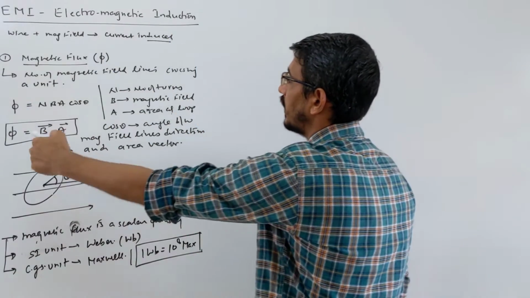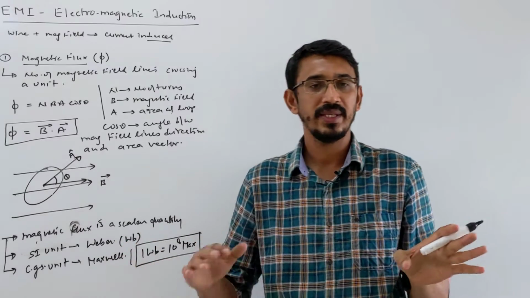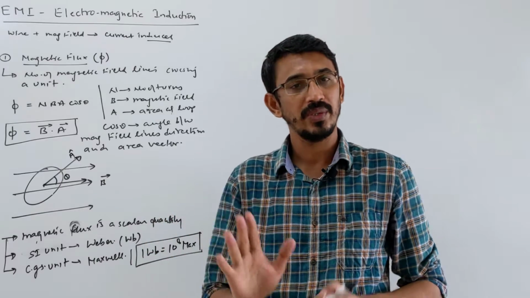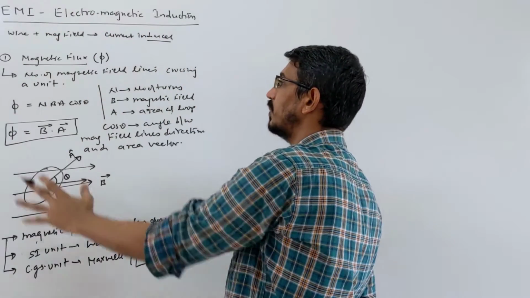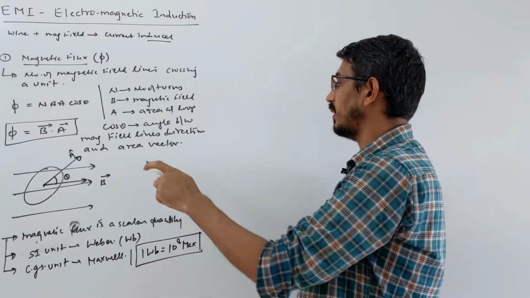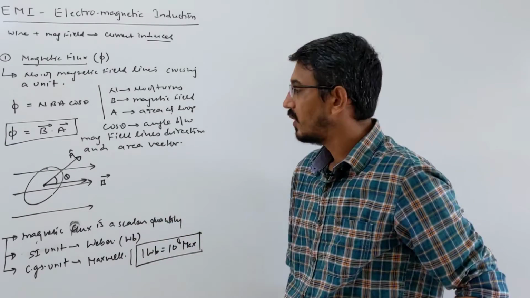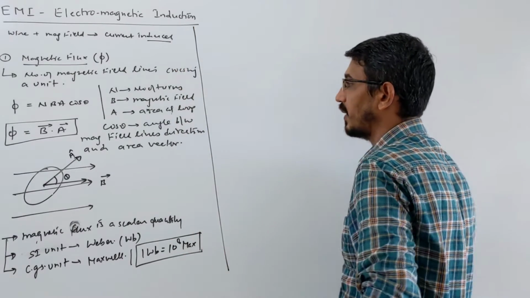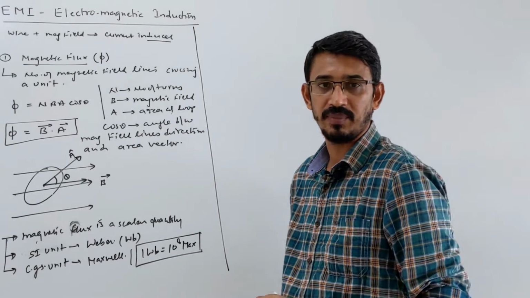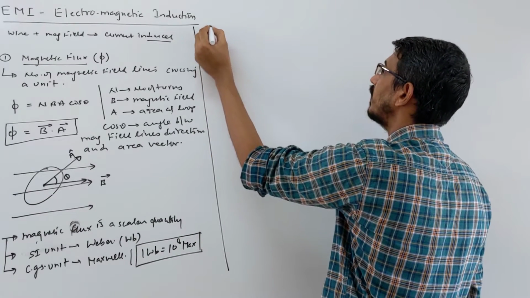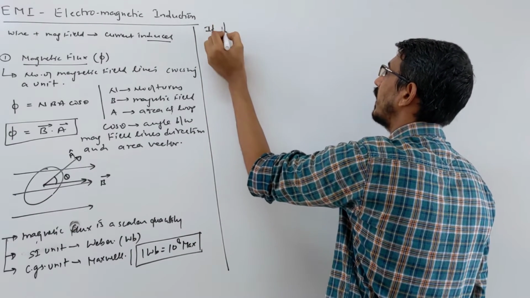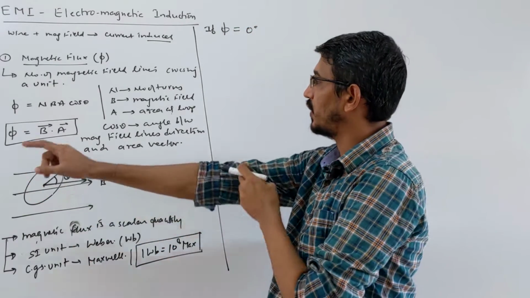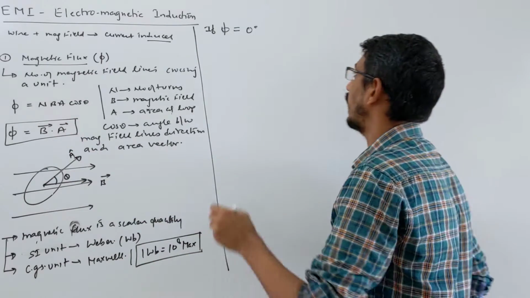Once more, understand that the angle is between the magnetic field line direction and the area vector. The area vector is the direction perpendicular to your area. Suppose this board is your area, then this will be your area vector. If you watch carefully, you want to know, for a given area, when the flux is maximum and when the flux is minimum. Suppose that angle theta is 0 degrees. Then you know that your flux becomes what?